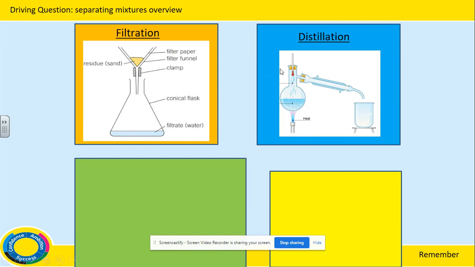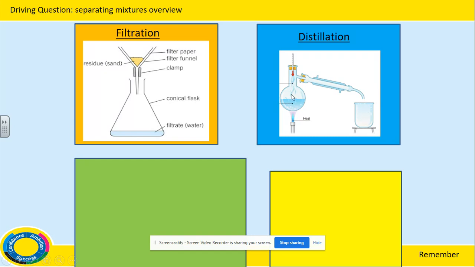What happens once it turns into vapor? It goes up, goes into the tube. What's going in and out of the tube is cold water. As the hot steam goes up into the delivery tube, cold water goes in and flows out to cool the vapor, causing it to condense, turn into a liquid. Then we can collect our liquid here.